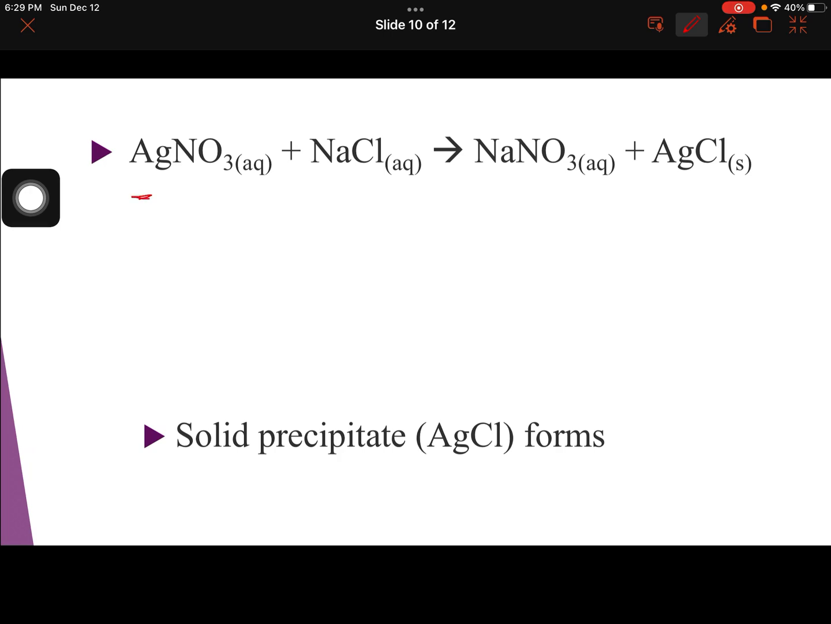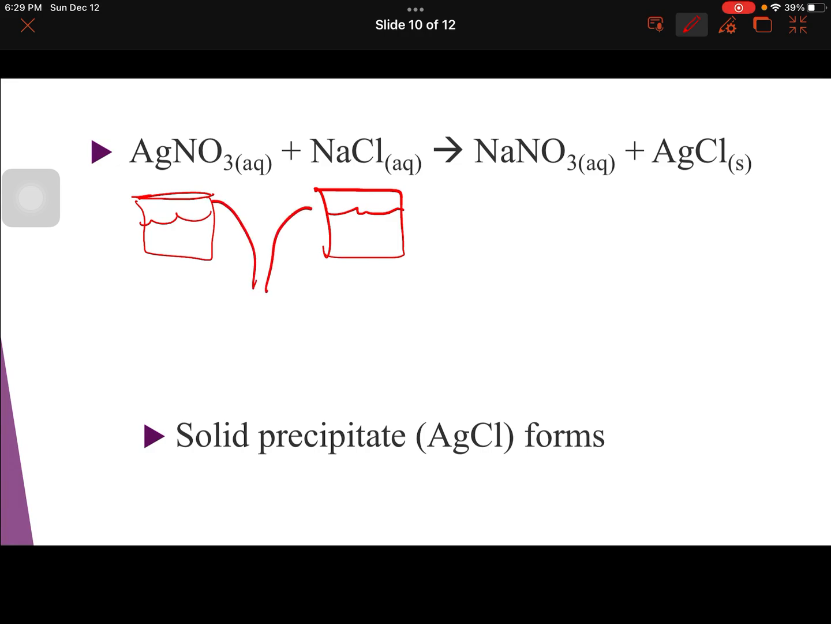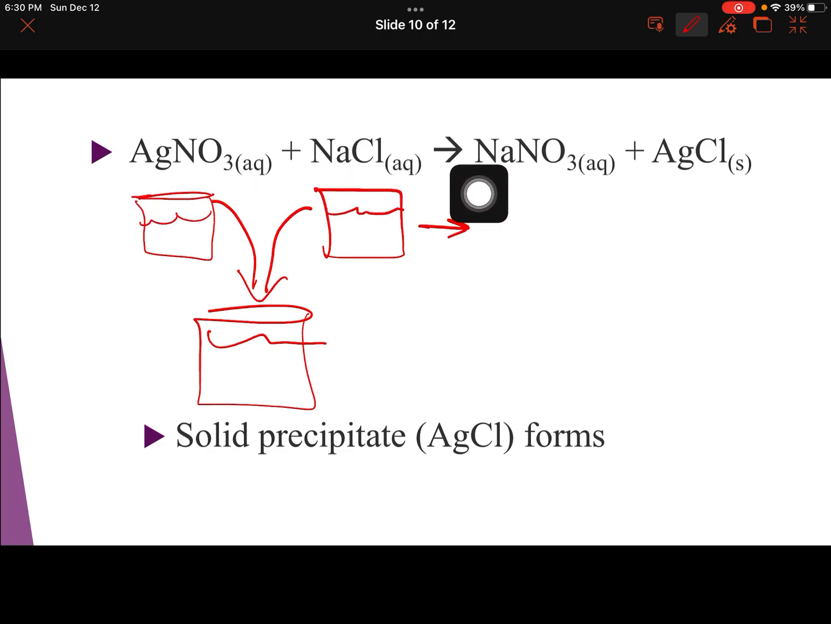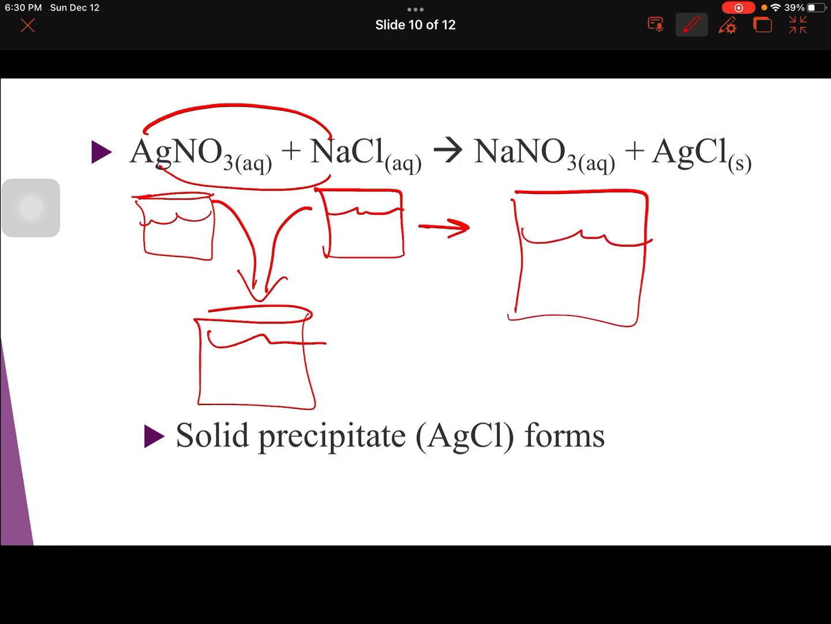So I would have a beaker, and in that beaker I would have silver nitrate dissolved in water. I would also have sodium chloride in another beaker dissolved in water. What I would do is combine them and pour them together into the same beaker. What ends up happening is, I have silver nitrate plus sodium chloride, I end up with sodium nitrate and then silver chloride. The sodium nitrate would stay dissolved in the solution, but the silver chloride would actually fall to the bottom of the container as a solid because that compound is not soluble in water.